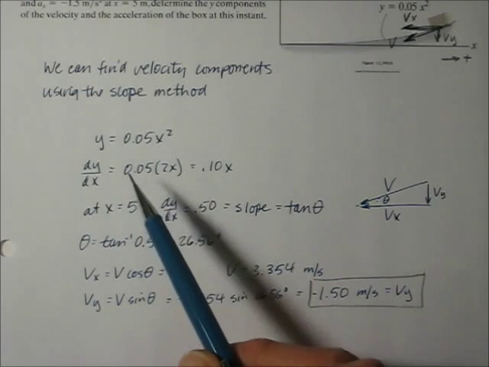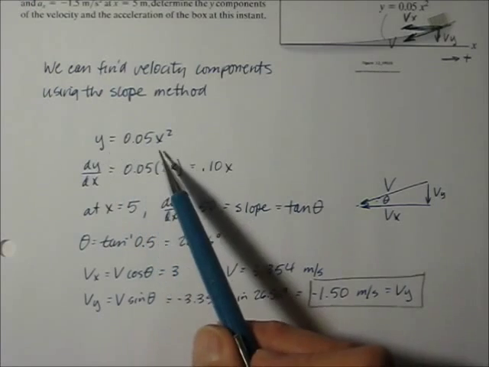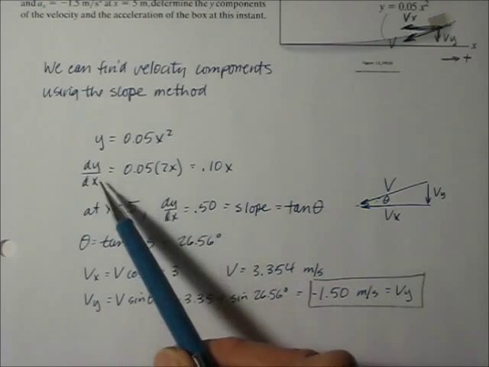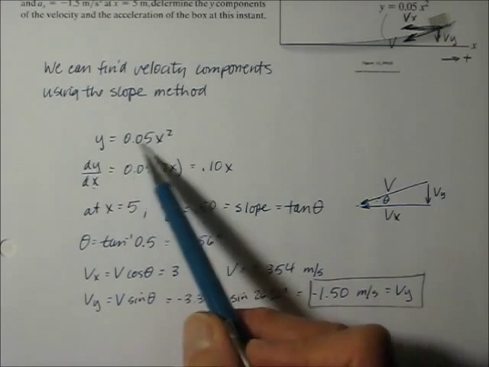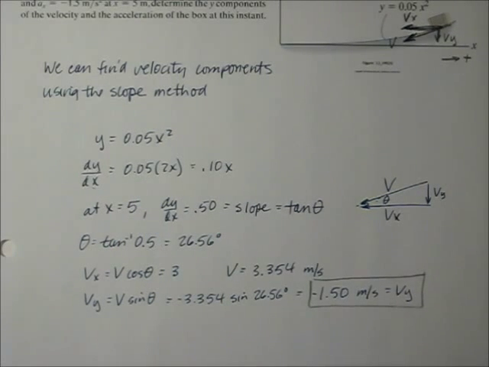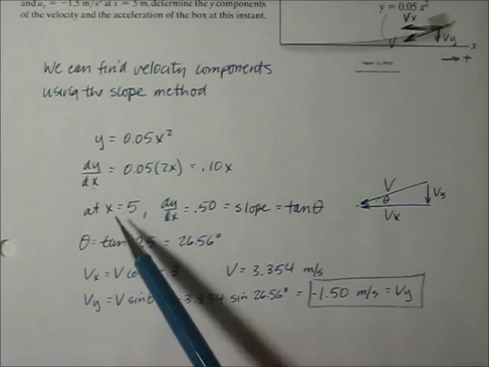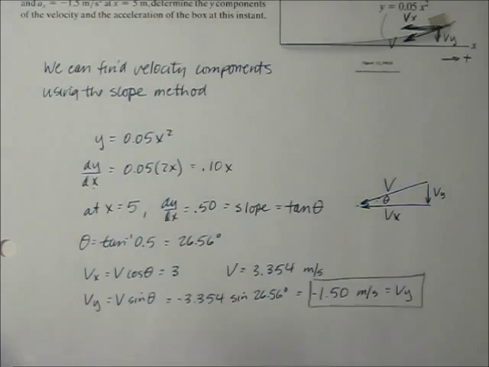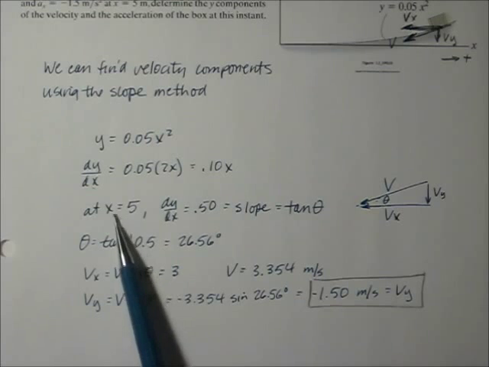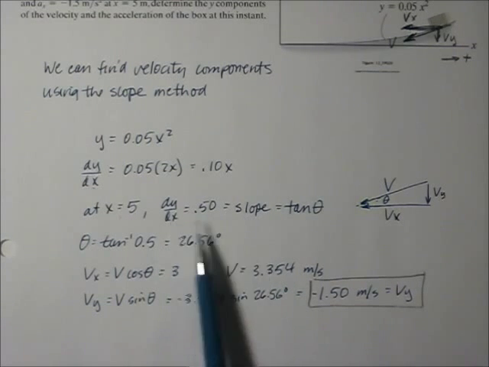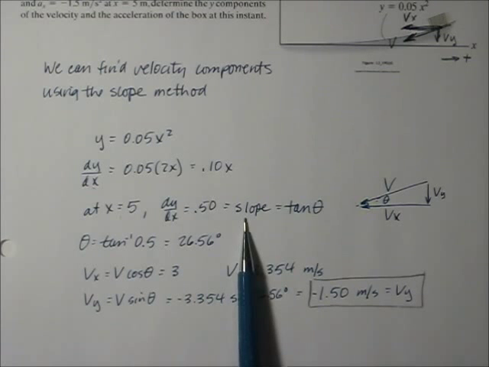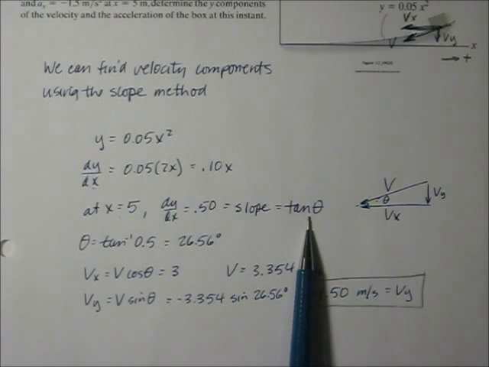And if we want to find the slope of the equation at any point, we take the first derivative. So that would be dy/dx. If I take dy/dx of that equation, I get 0.1x evaluated at x equals 5, because that's where our position is, and plugging that in, dy/dx is 0.5. We recognize dy/dx is the slope, which is equal to the tangent of theta. You should remember that from other work.